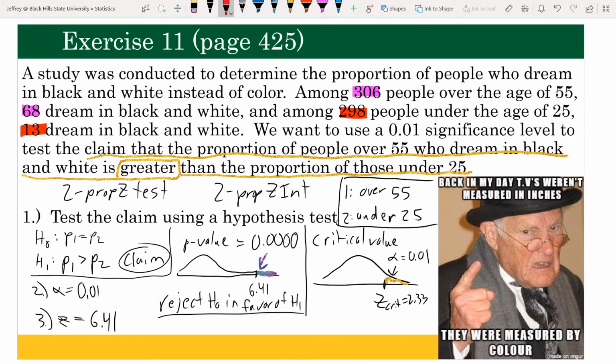Our critical value is less than our test statistic, or in other words, our test statistic is so far on the right tail that it is most certainly inside the critical region.